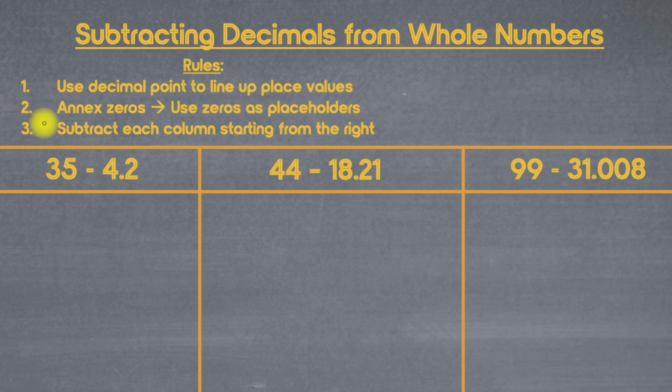Number 2 is to make sure you annex zeros. And annex might be fancy math lingo, but it just means to use zeros as placeholders before you start subtracting. Once you've done step 1 and step 2, then you can go to step 3, which is actually start subtracting column by column, starting from the right. Oh, one other thing, and this is a really important note, so please make sure you pay close attention.